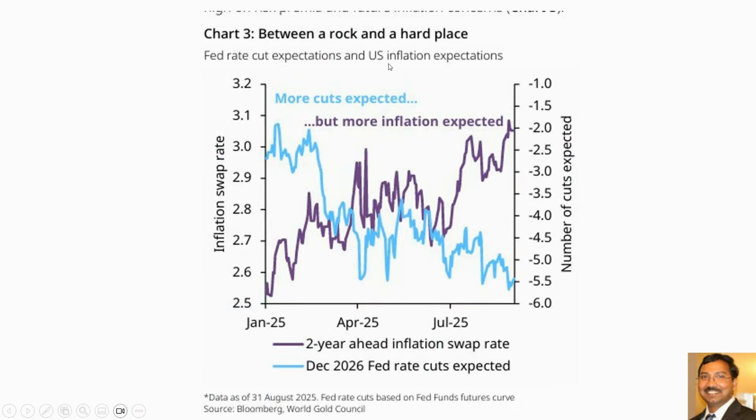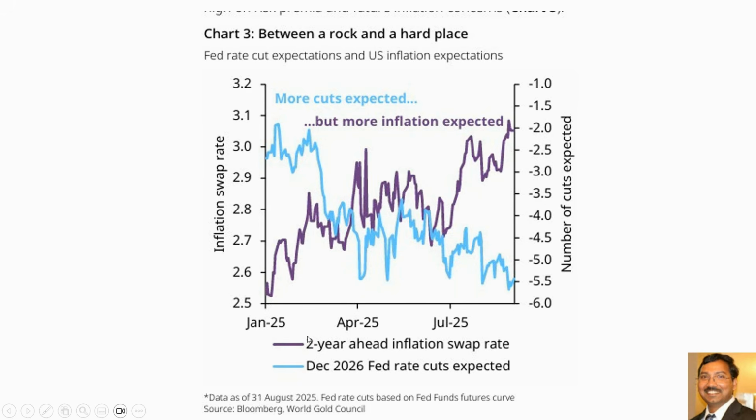And this is between a rock and a hard place. We saw a report saying that there are stagflationary forces. This shows the blue line is more cuts expected, and on the secondary y-axis you can see the number of cuts expected. They are expecting more cuts during a time of rising inflation. More inflation is expected. The purple line is the inflation. During a high rise of inflation, generally interest rates increase. But now we are expecting more cuts during the rise of inflation. That's the reason why stagflation is expected by many economists.